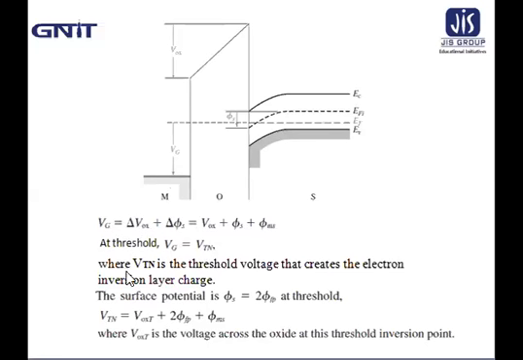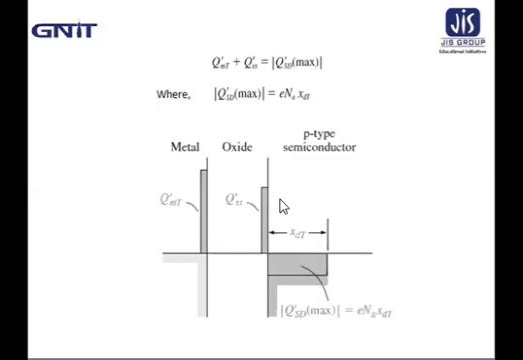Now if we consider the threshold condition, then Vg equals Vtn, where Vtn is the threshold voltage that creates the electron inversion layer charge. Now the surface potential, phi s, equals 2 phi Fp at the threshold, which I have already told in the previous slide.